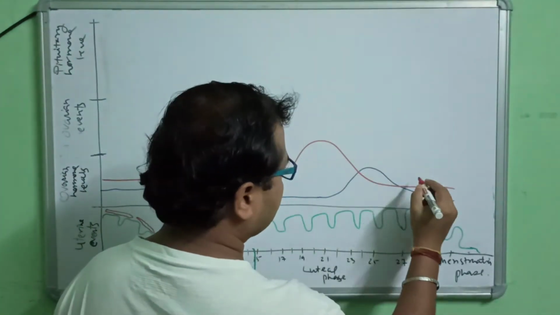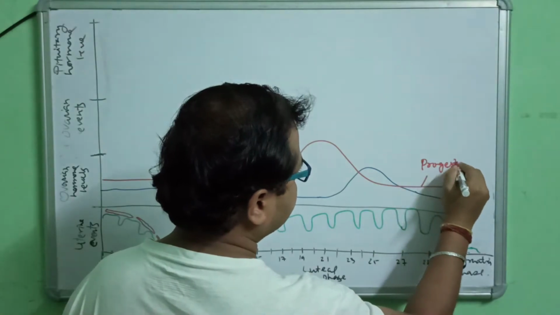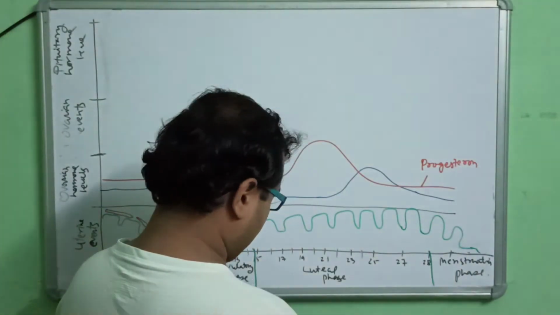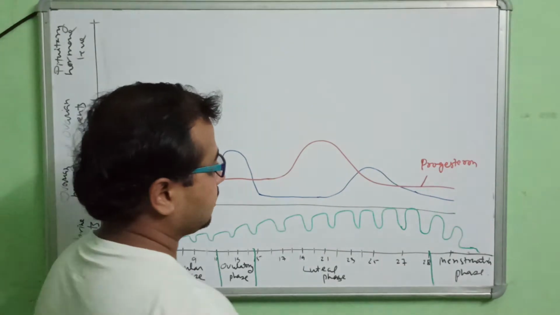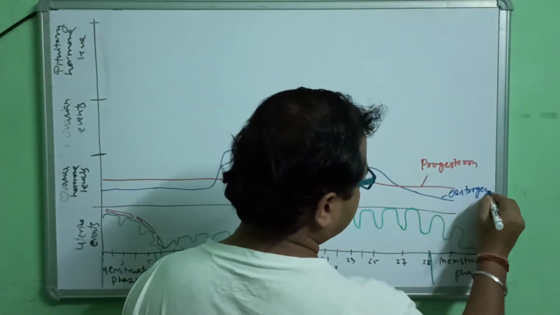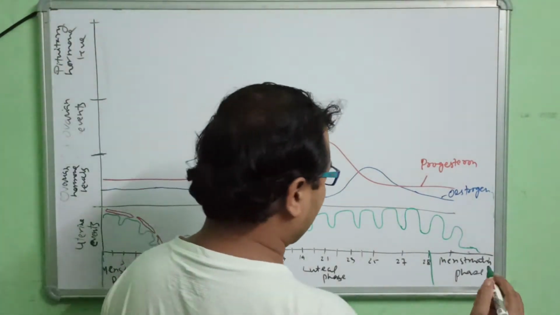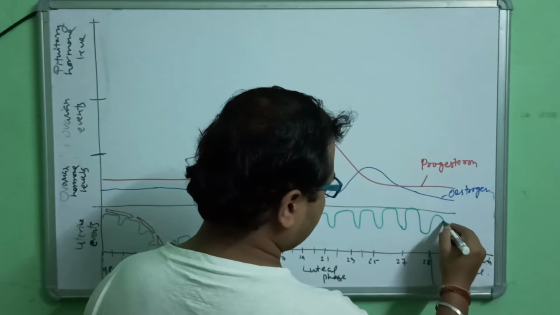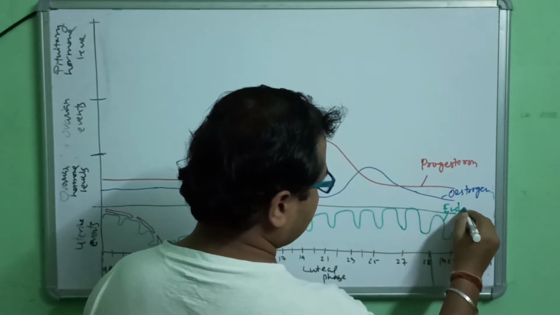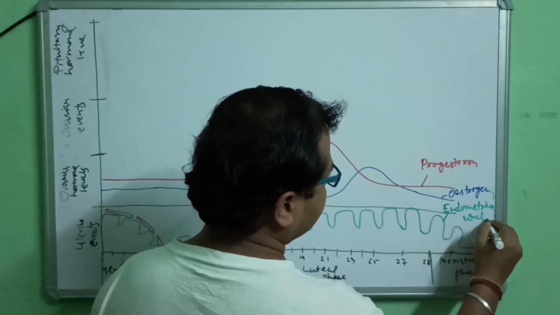So let me write here. This is the progesterone, and the blue one is the estrogen. Okay. The green one was the endometrium wall, right? So right here only, it is the endometrium wall.